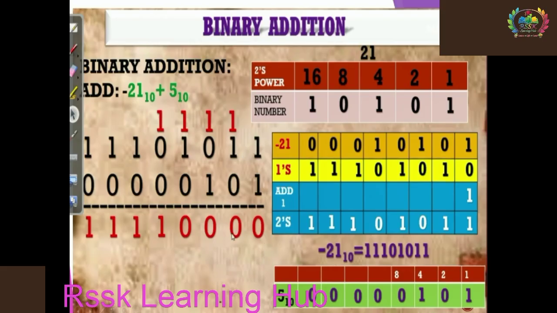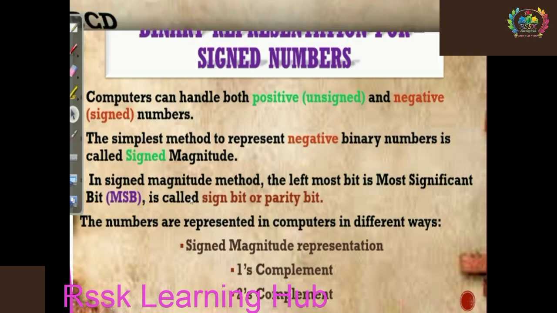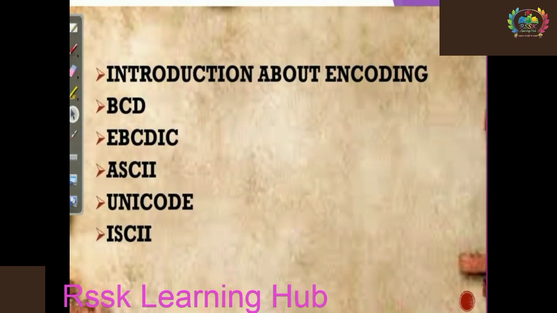So minus 21 only is there, so only we are taking this 1's complement and 2's complement. Here for this 5 base 10 there is no change, so we are writing the binary representation of this decimal part alone. After that we are adding these as binary additions. Clear? Okay. Next we are going to see about your encoding part.